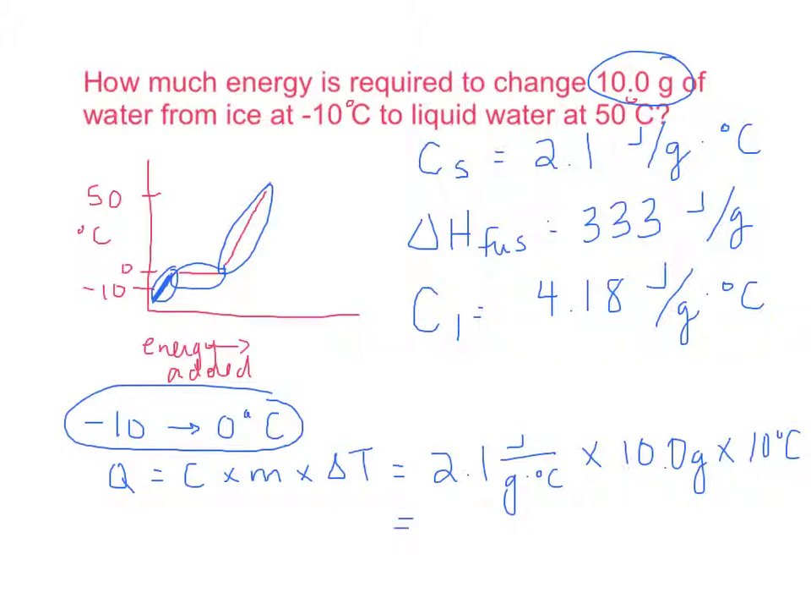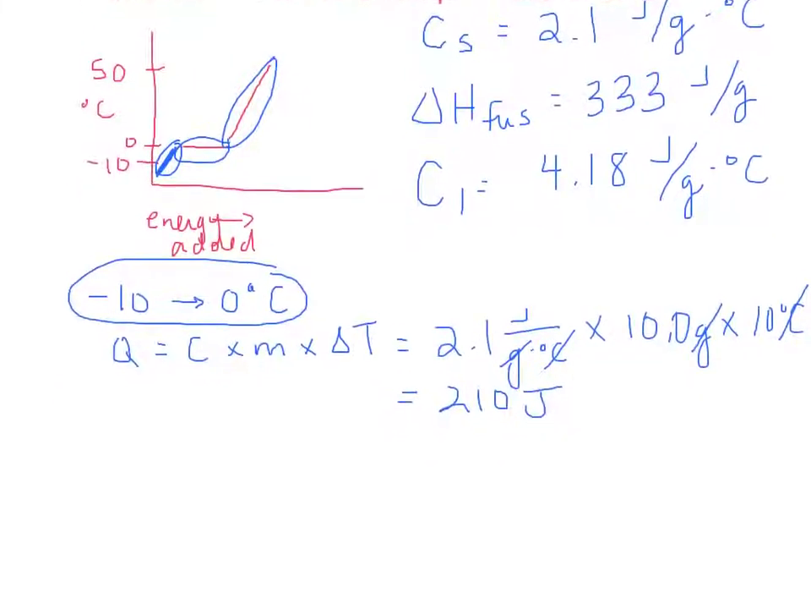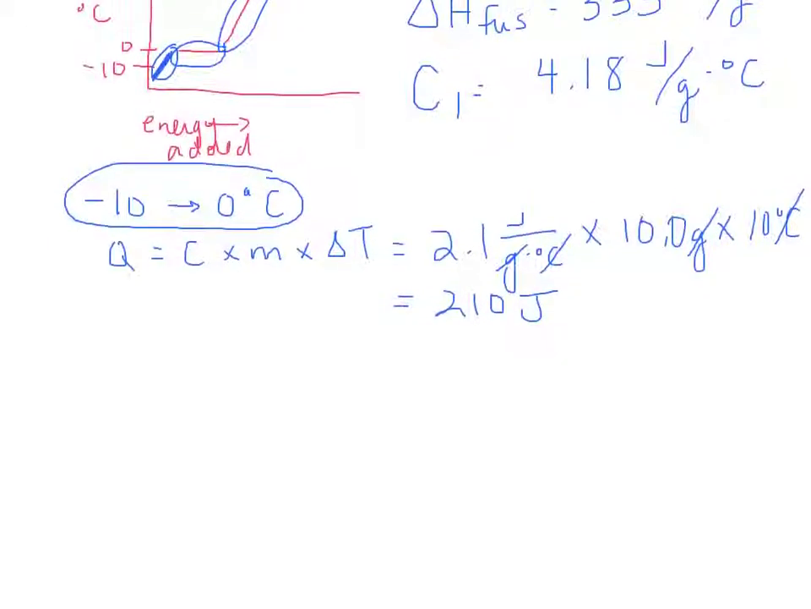You'll use your calculator to calculate that, or you can do it in your head. And you should get 210. What are our units? We cross out our degrees Celsius and our grams, and you just get left with joules. So that's our first part.